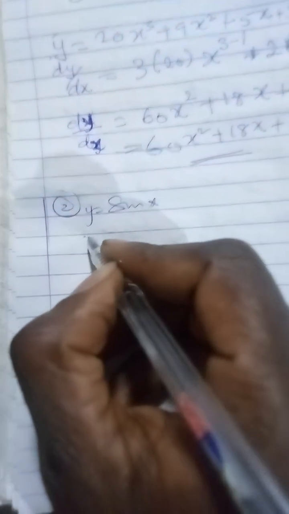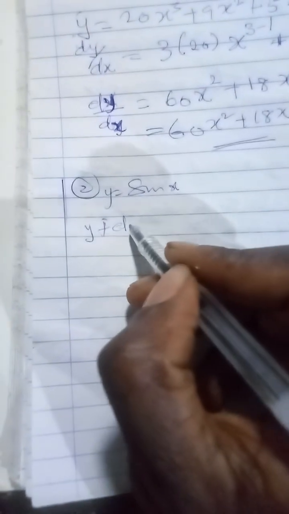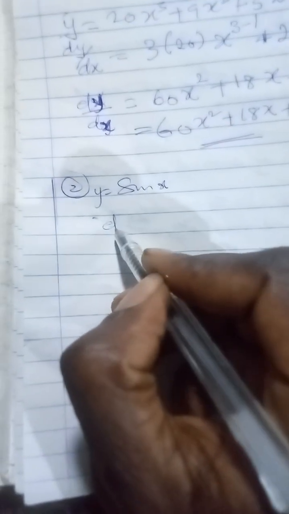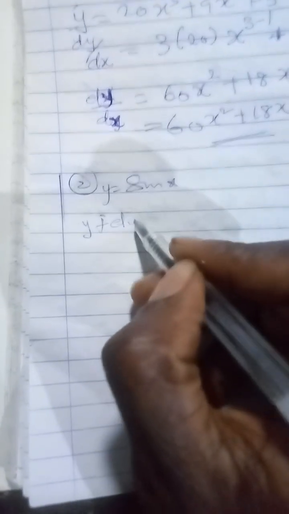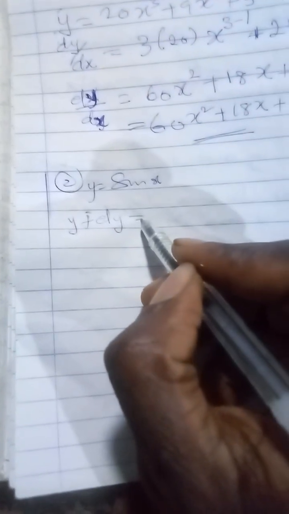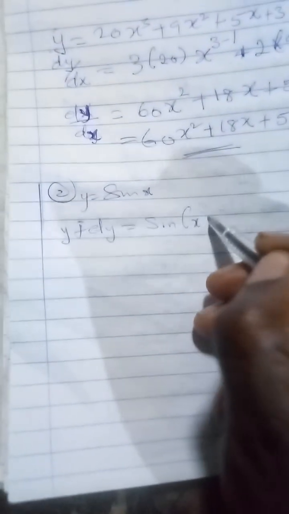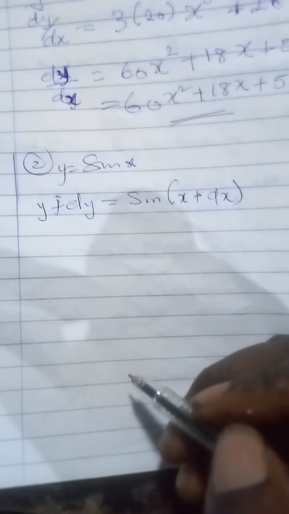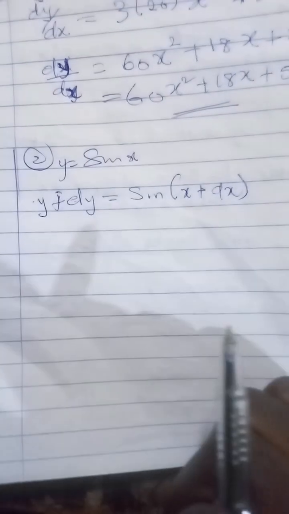Okay. So the very first thing you do by first principle is you add dy to both sides. You write d to both sides, difference to both sides. So you have y plus dy will give you what? Sine of x plus dx. Is that clear? Okay, that's the first thing that we are going to do.